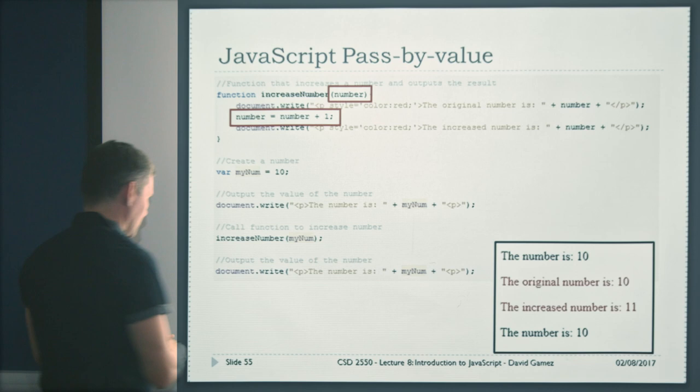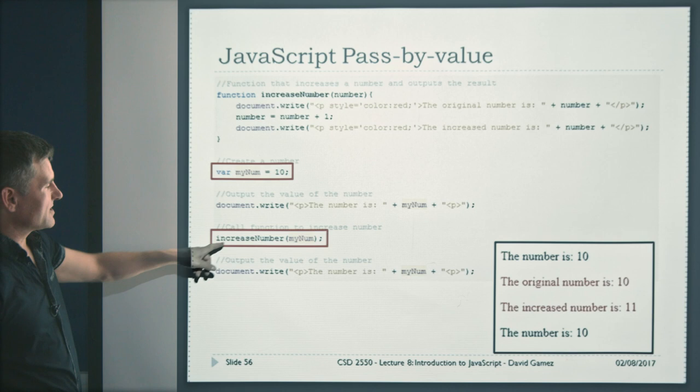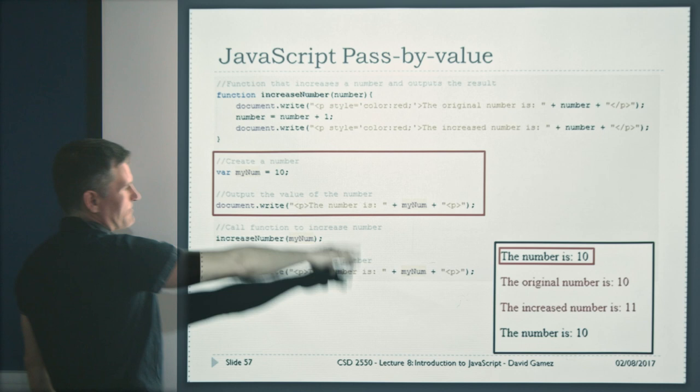So that's the function. In the main part of the code, we're declaring my number and setting it equal to 10, and then we're going to call this function to increase the number, and we're going to see what happens before and after calling this function. So the first part of it, we create the number, and we output the value of the number. And here's the output. It says the number is 10.